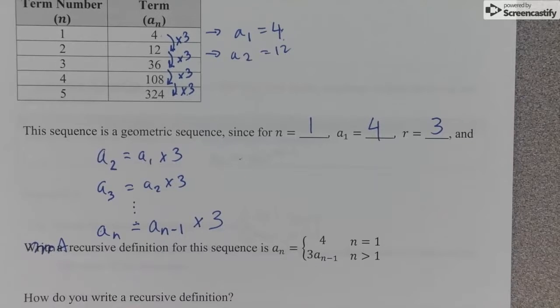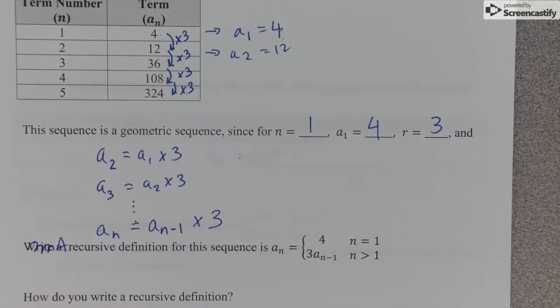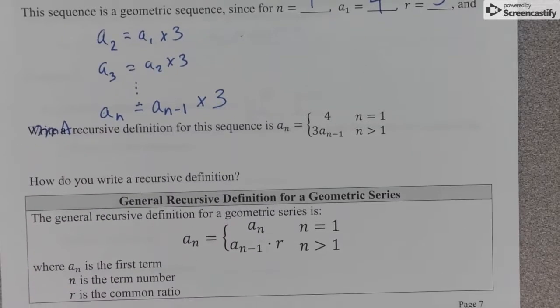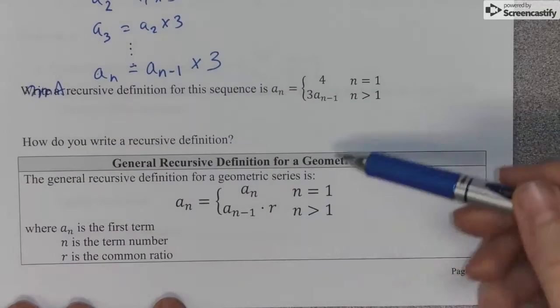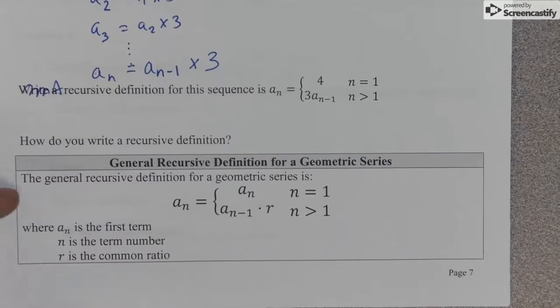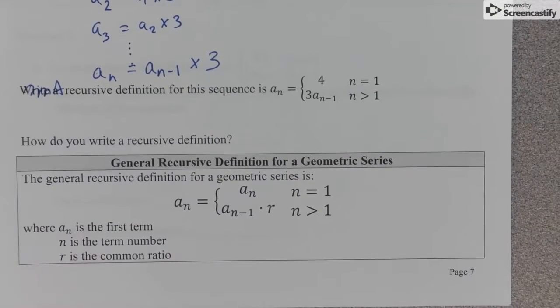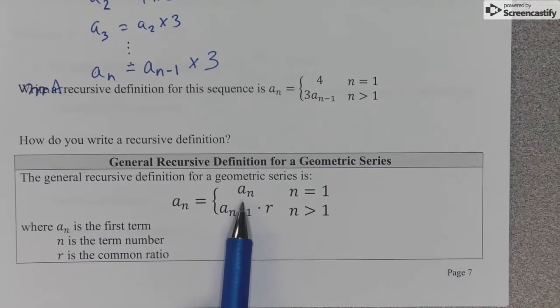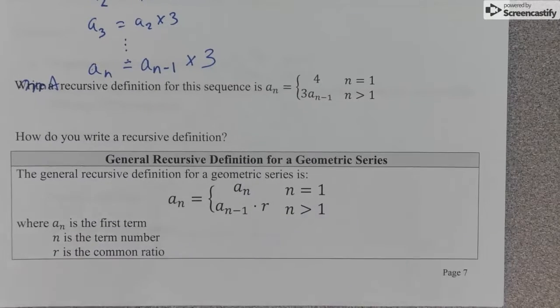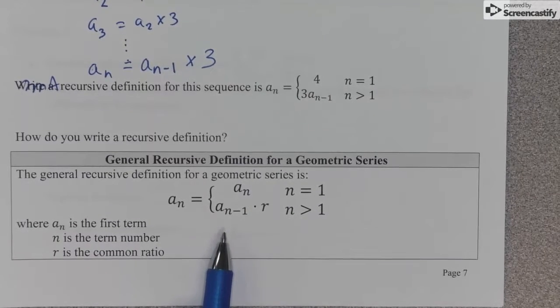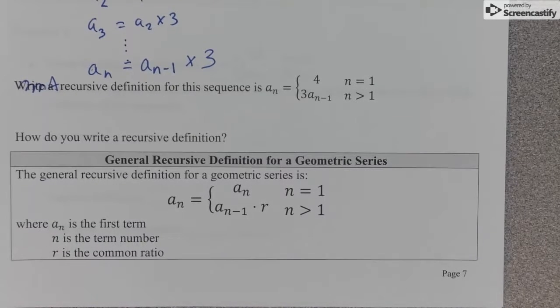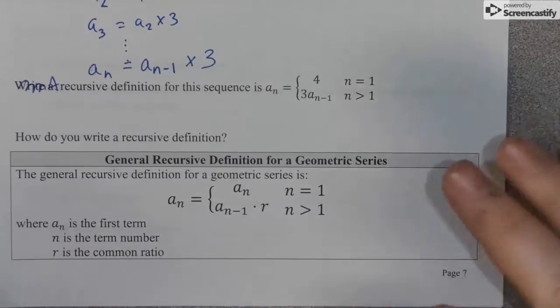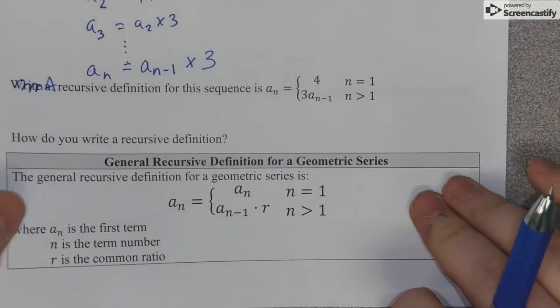So how do they come up with that definition? There's an easy way to do this. Write a recursive definition for a geometric sequence, and that's using this form. So the general recursive definition for a geometric sequence is given by a sub n equals a sub 1 for n equals 1, and a sub n minus 1 times r for n bigger than 1, where a sub 1 is your first term, n is the term number, and r is your common ratio. So keep that handy as we look at the next example.